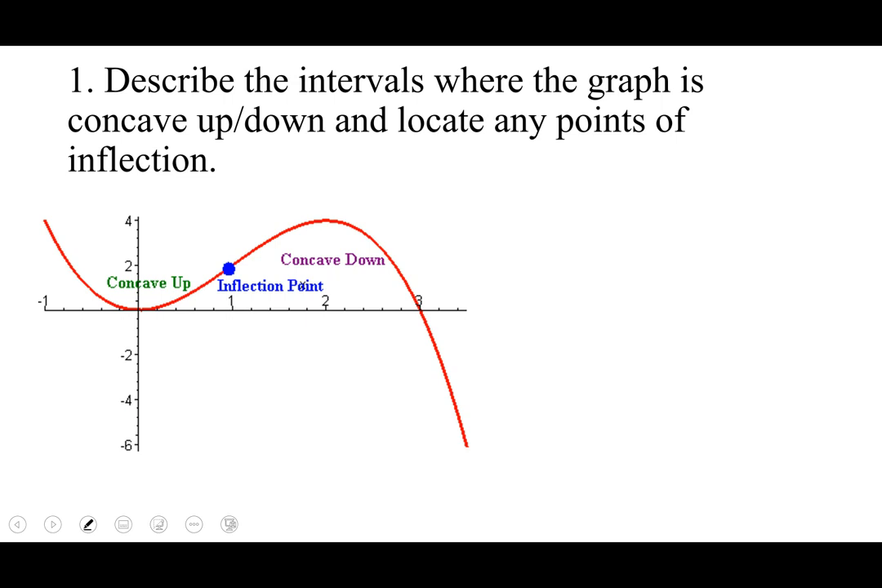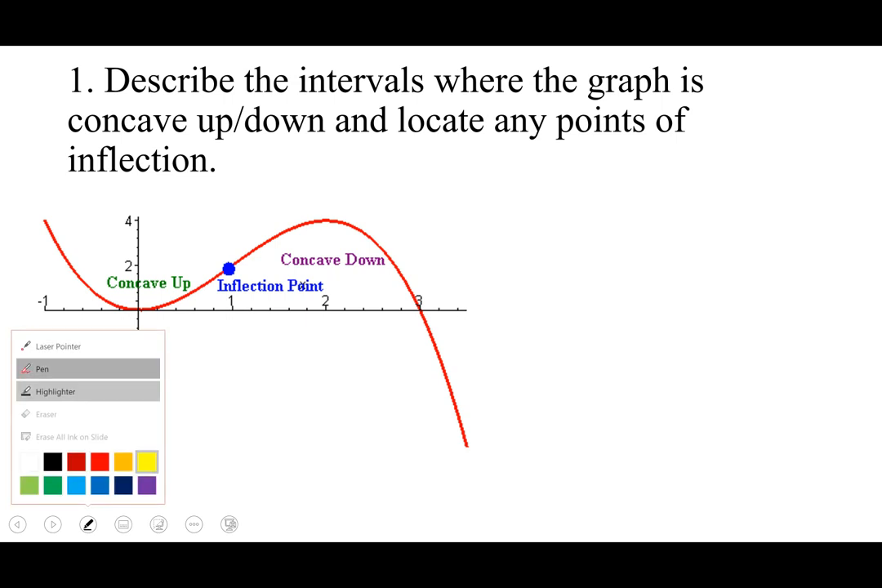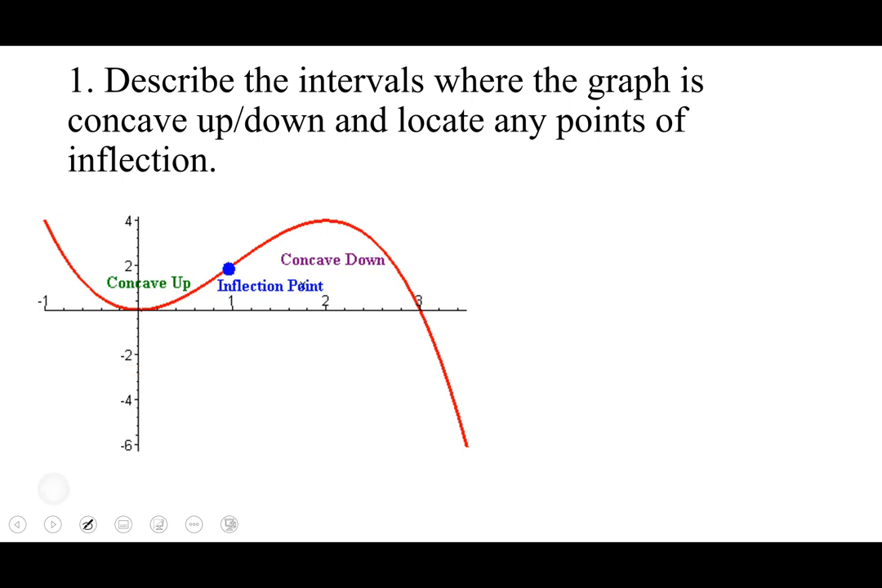So what kinds of things are you going to have to do with these problems? Let me just go ahead and change to my pen here. Okay, so you're going to have to be able to describe the intervals where the graph is concave up or down, and then locate any points of inflection. So for the first couple, I started it nice and simple for you. I even labeled it concave up, concave down, and the inflection point, so you could kind of get an idea here. And again, this should look very familiar in terms of what we've been graphing lately.